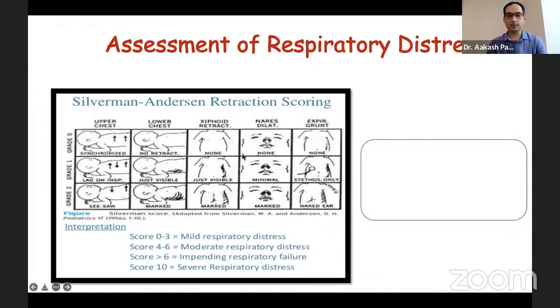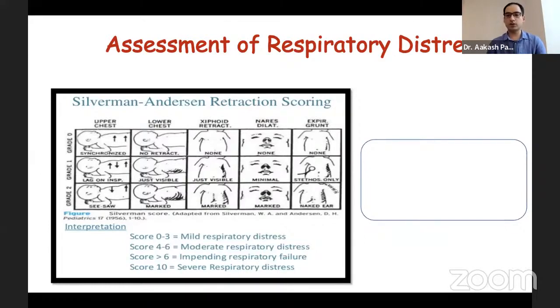As you can see in the picture to the left, out of the 5 components, that is upper chest retraction, lower chest retraction, xiphoid retractions, dilatation of the nares, and grunt, there are 3 components which tell us about the FRC, whether it is adequate or inadequate. The score for each of these 5 ranges from 0 to 2, where 0 is minimal distress and 2 is severe distress. The only point which I would like to highlight in using this score is the differentiation between the upper chest and the lower chest.